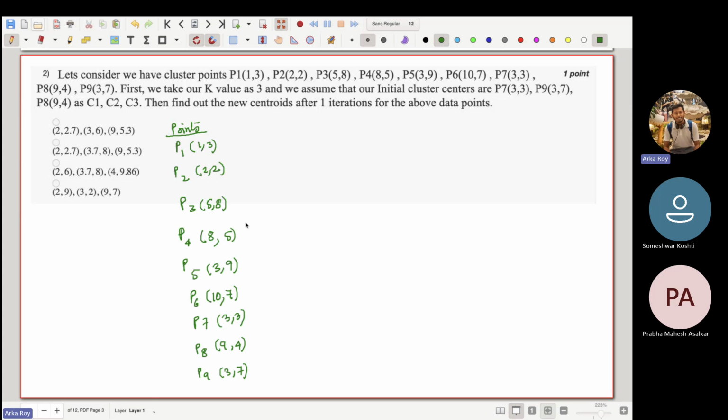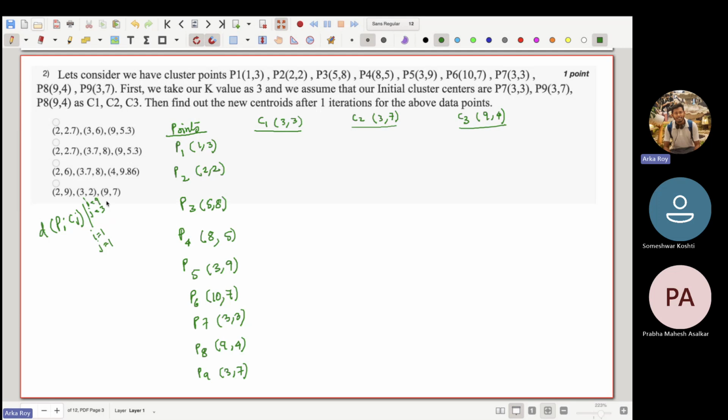So here I have annotated the data given in the data set, and the initial clusters that have been given are cluster 1, which is (3,3), cluster 2, which is (3,7), and cluster 3, which is (9,4). So we have to calculate the distance from Pi to Cj, where i ranges from 1 to 9 and j ranges from 1 to 3, because we have three centroids, as the k value is 3.